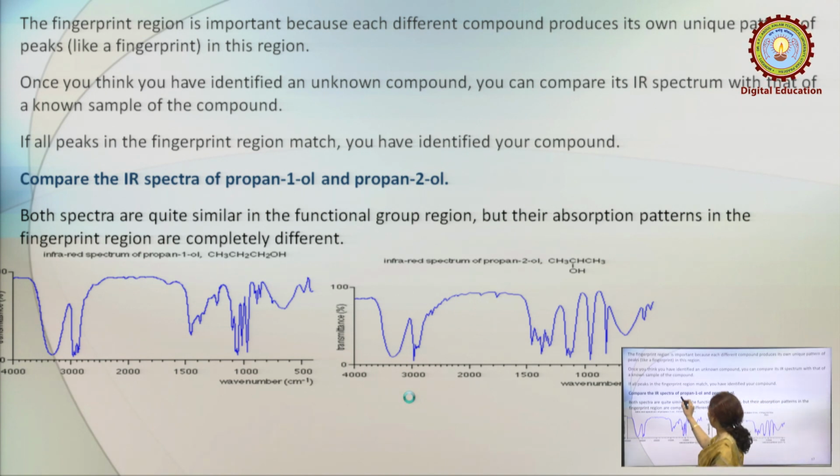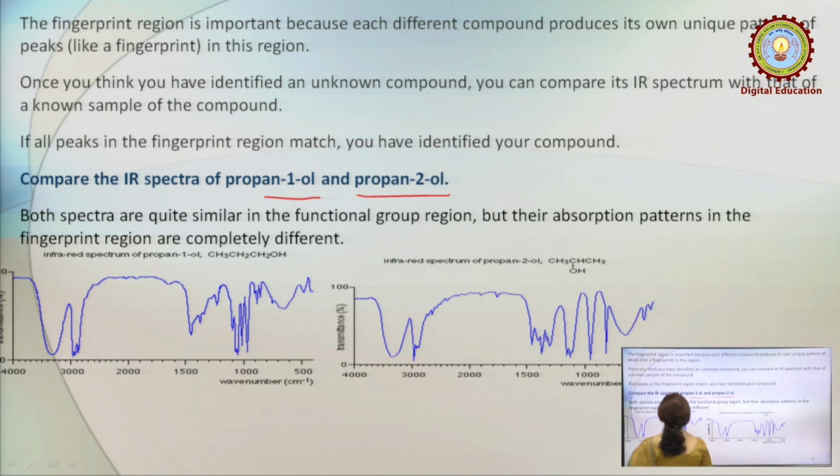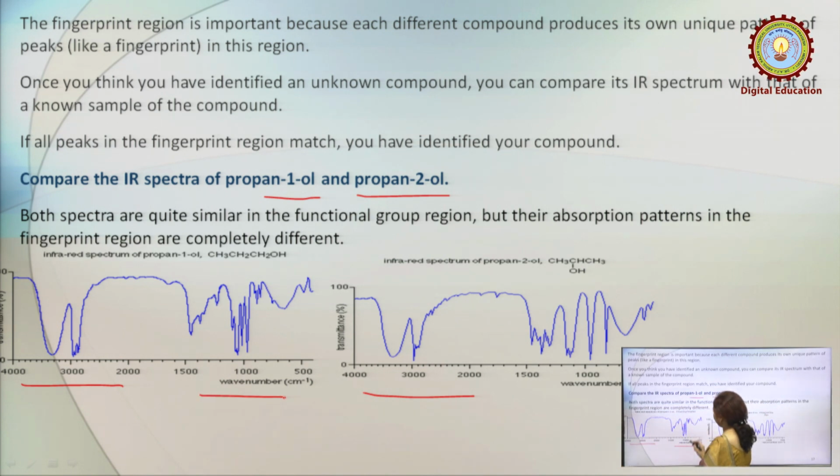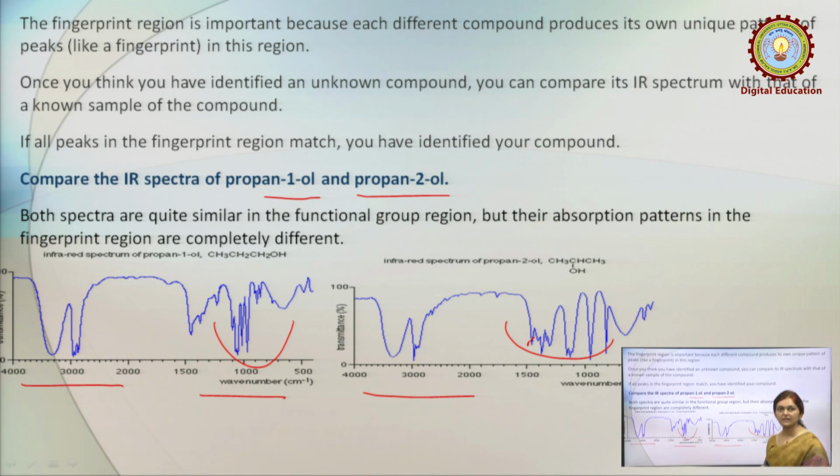Compare the spectra of propan-1-ol and propan-2-ol. Both spectra are quite similar in the functional group region. This is the functional group region. You can see in these spectra that they are quite similar in the functional group region, but their absorption patterns in the fingerprint region are completely different. These are completely different. So, you can easily identify the compound on the basis of the fingerprint region.